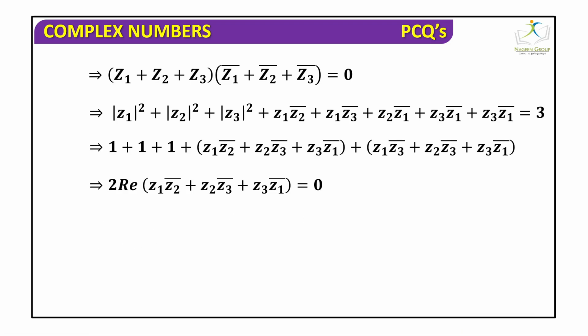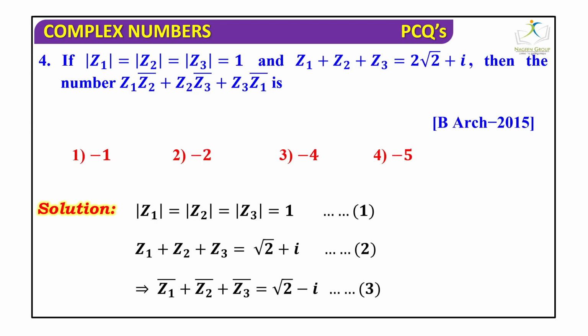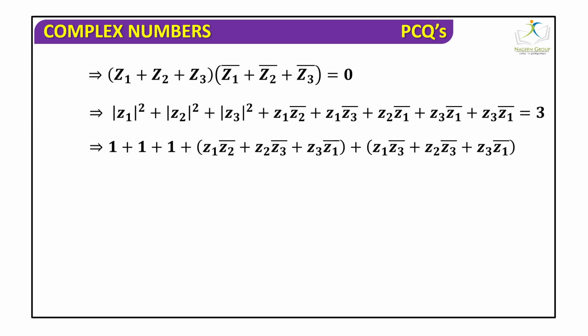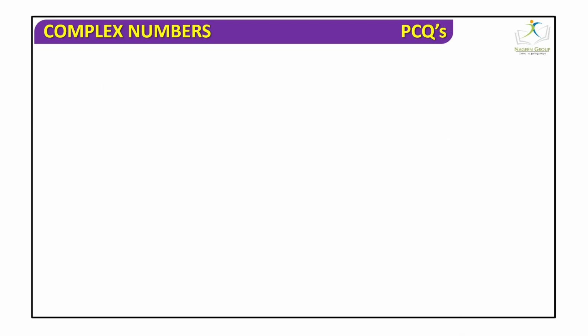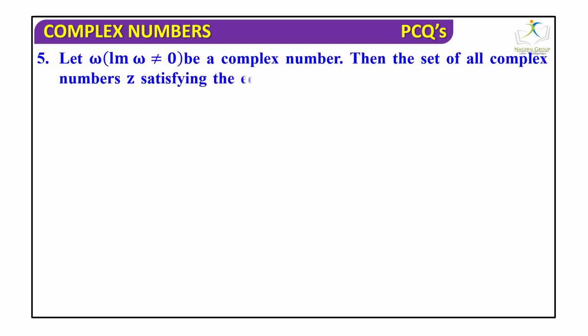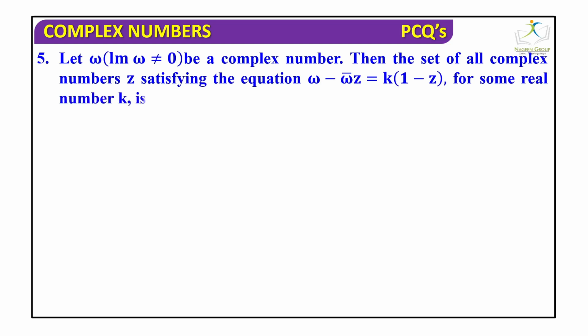So here we see the options. Okay, so from here we can find the value which is purely imaginary. Now from this we have: let omega be a complex number. Then the set of all complex numbers z satisfying the equation omega minus omega bar into z equals k into 1 minus z, for some real value of k.